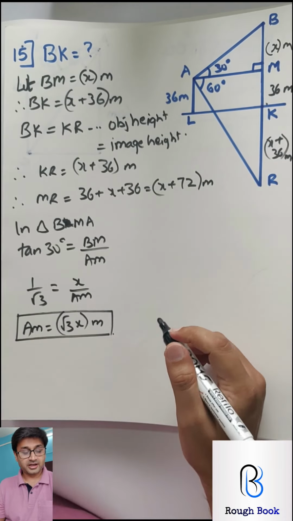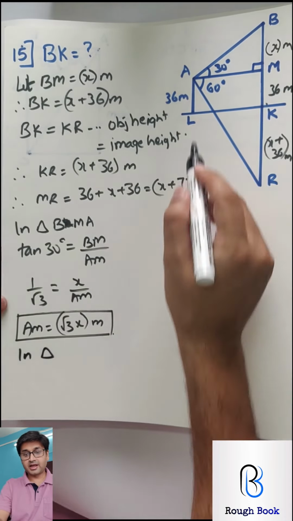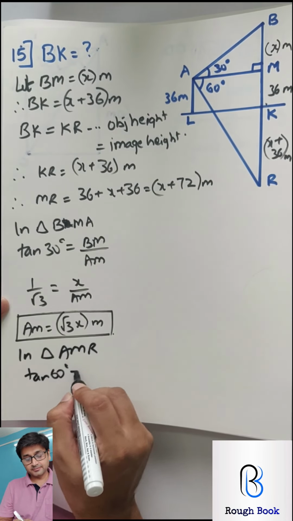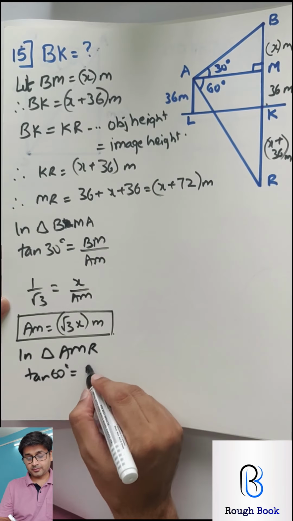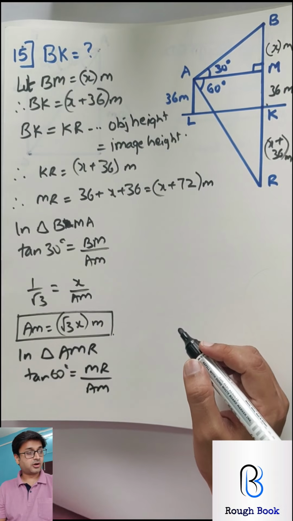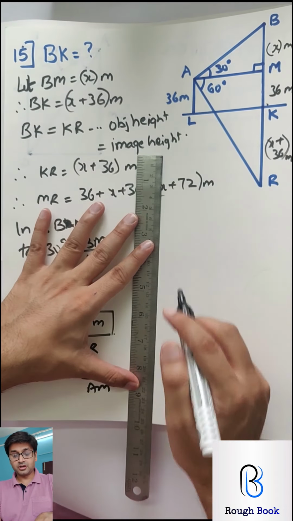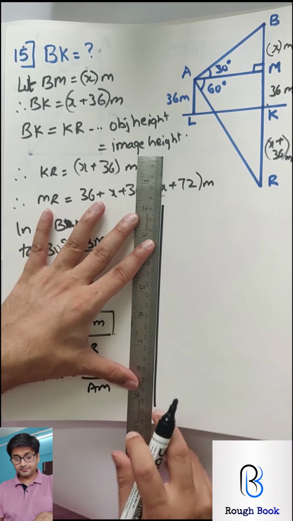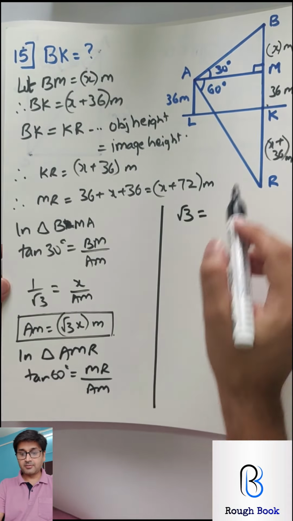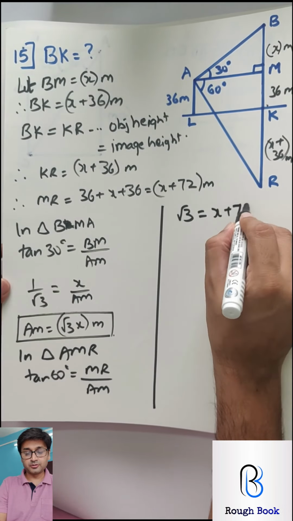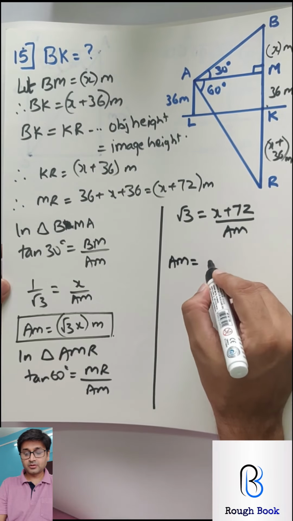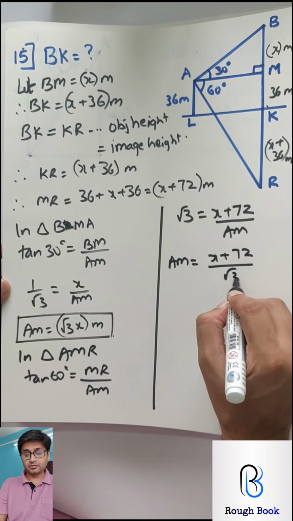So we're taking the other triangle. So in triangle AMR, tan 60 will be MR upon AM. Okay, so now you know tan 60 already is root 3. So come on, apply it and get the answer. MR is X plus 72 and AM is unknown. So therefore AM will be X plus 72 by root 3.